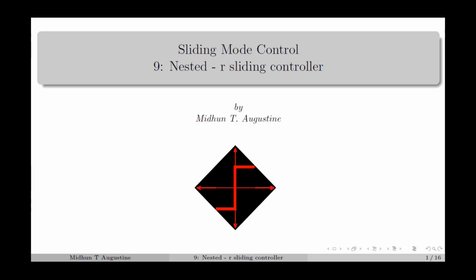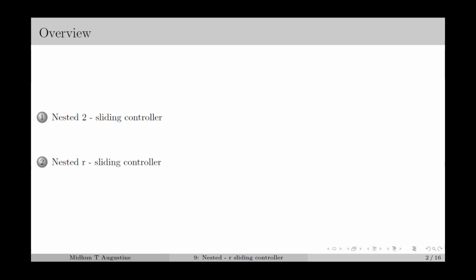In this lecture, we will discuss about nested or sliding controller, which is basically a higher order sliding mode control approach. Here is the overview. We start with the nested 2 sliding mode controller, which is a second order sliding mode controller. Then we move on to the nested R sliding controller, which is the arbitrary order higher order sliding mode controller.